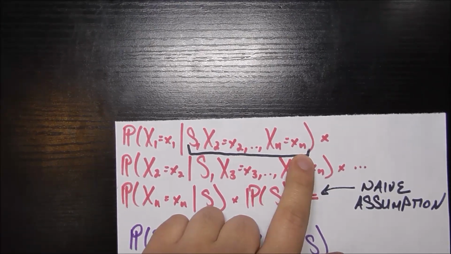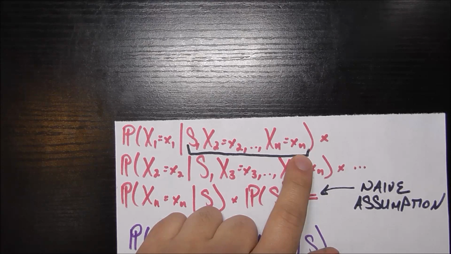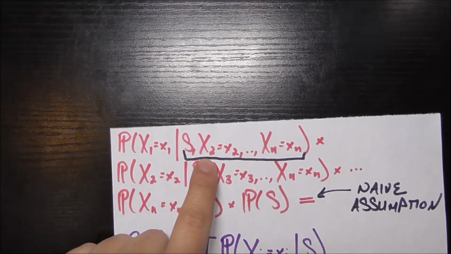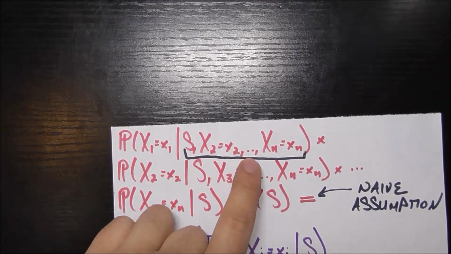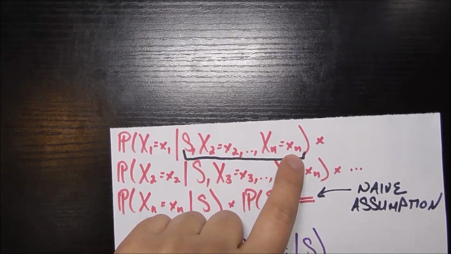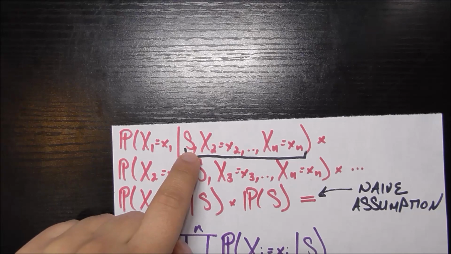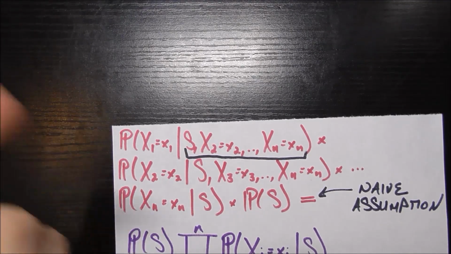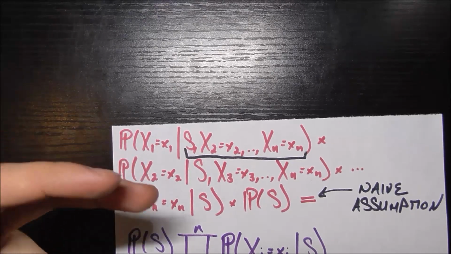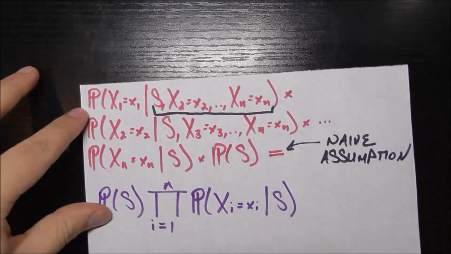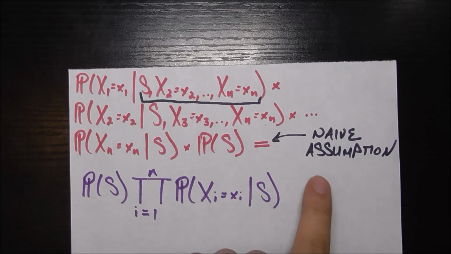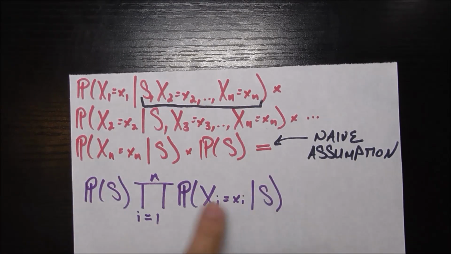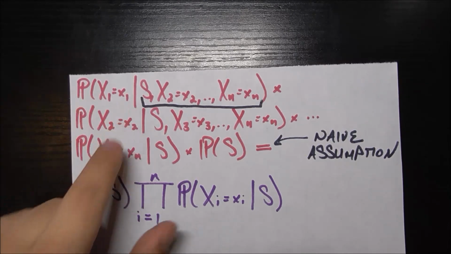If n is equal to 100, I need to find an example in my data set, or a couple examples in my data set, that match exactly x2 is equal to little x2, x3 is little x3, all the way to xn is equal to little xn, and it's a salmon. I might just not have that much data, which doesn't mean that that example doesn't exist. It just means that I didn't encounter it. So that's why we use the naive assumption, because we might not have enough data samples and it might be computationally very expensive to calculate this thing.